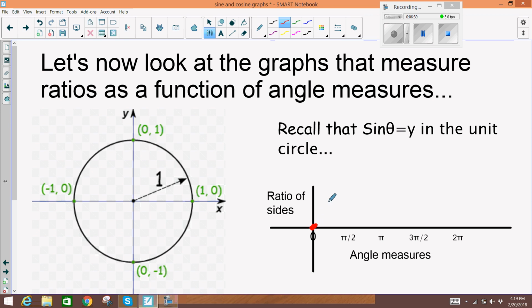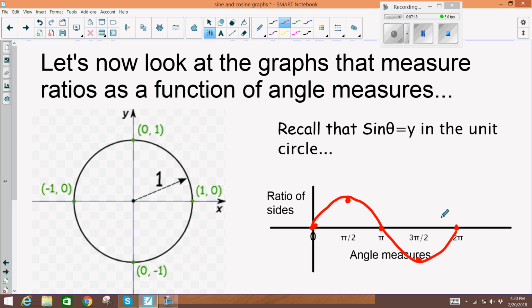And when the angle measures 90 degrees, the sine ratio is 1. When an angle is 180 degrees, or pi radians, our sine ratio, or our y value, is 0. At 270 degrees, or 3 pi over 2 radians, it is -1. And then at 2 pi, we are back to 0.